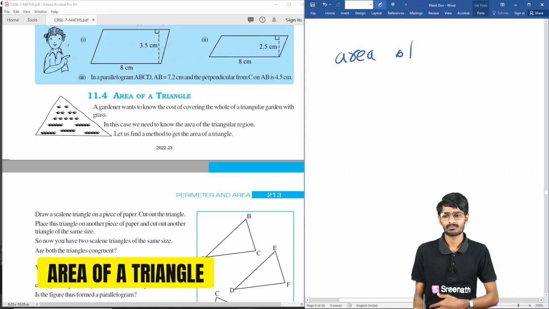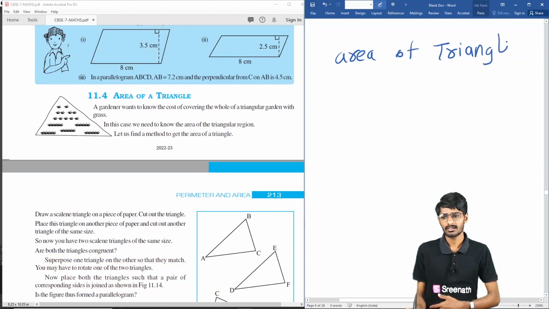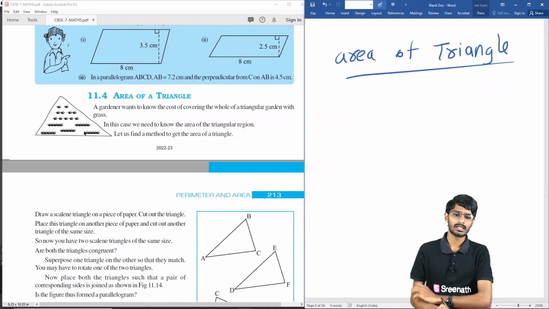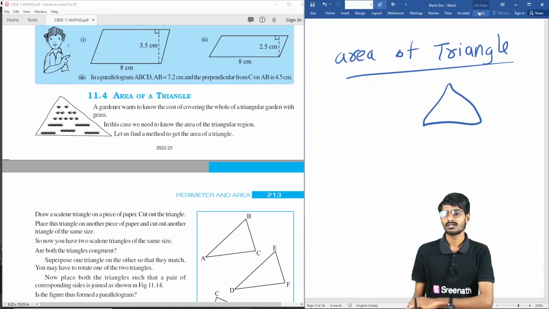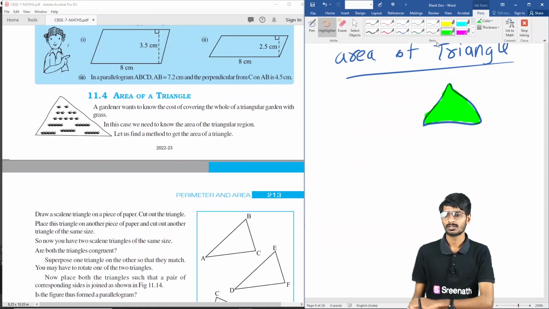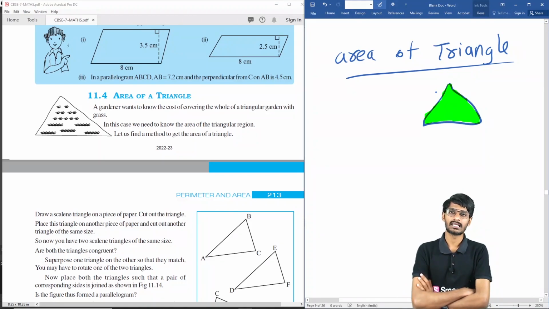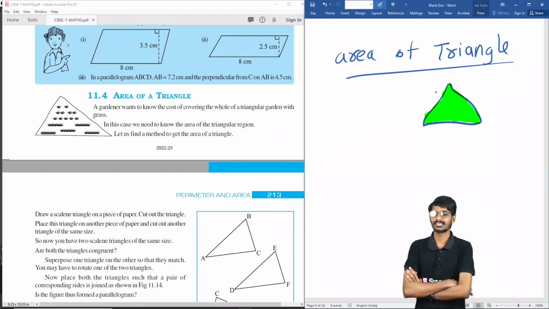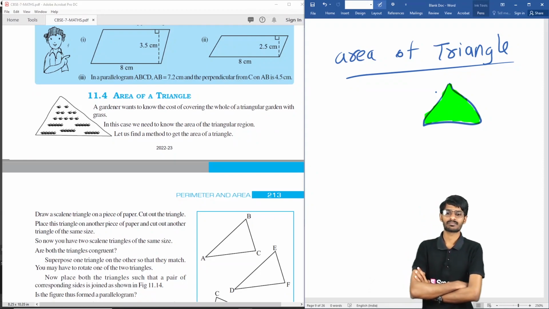Coming to the triangle. Area of a triangle: what is the area of a triangle? How to find it? A gardener has a triangular shaped garden and he wants to fill the whole garden with grass. He wants to know the total area of this triangular region, and only then will he know how much it costs to fill it with grass.